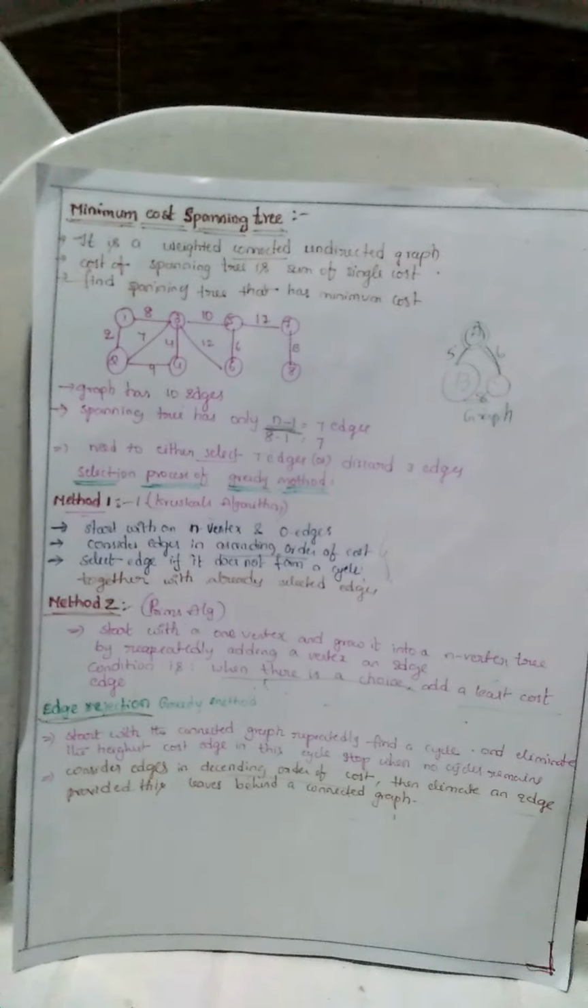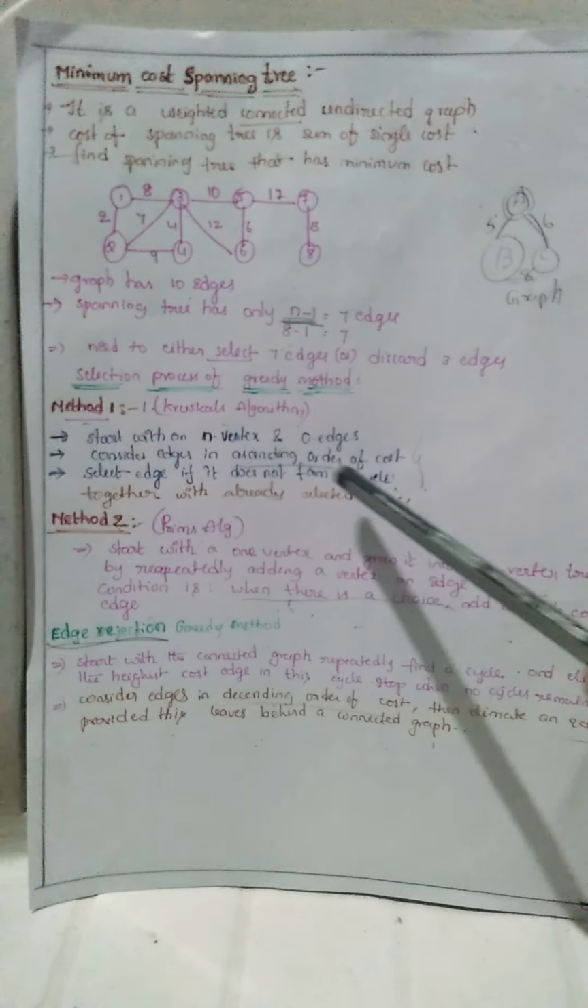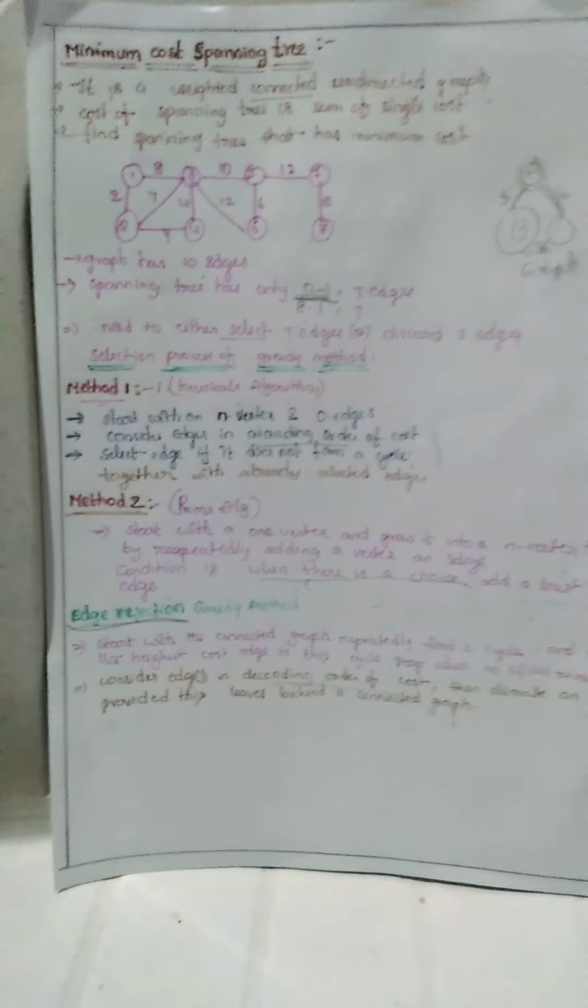The selection process of this greedy method has two methods. The first method is the Kruskal algorithm, and the second method is Prim's algorithm. Kruskal's algorithm has three conditions: start with the n vertices and 0 edges, consider edges in ascending order of cost, and select the edge if it does not form a cycle. The main aim in the minimum cost spanning tree is to select the edge only if it does not form a cycle.